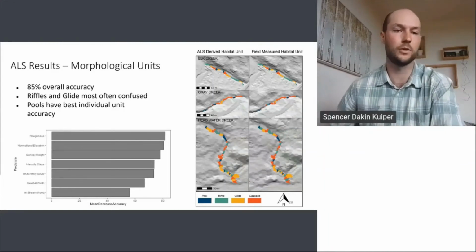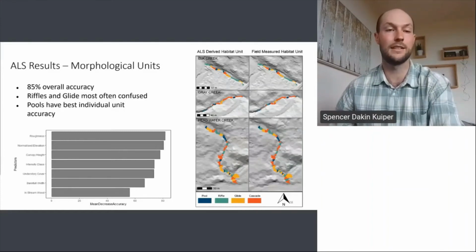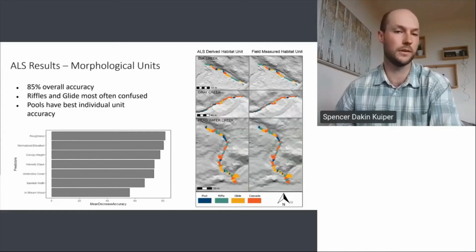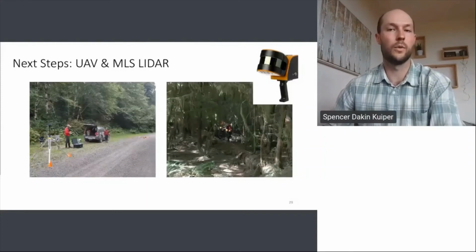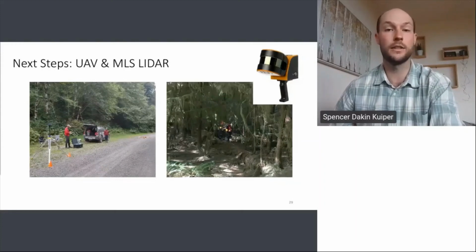We found that roughness and normalized elevation, so our topographic variables, were the most important, followed by canopy height, the intensity class, understory cover, bankfull width, and then lastly, in-stream wood. But they were all very important and decreased our accuracy quite a bit if we removed any of them from our model. So while out in the field, we also flew UAV and walked our streams with mobile laser scanning.